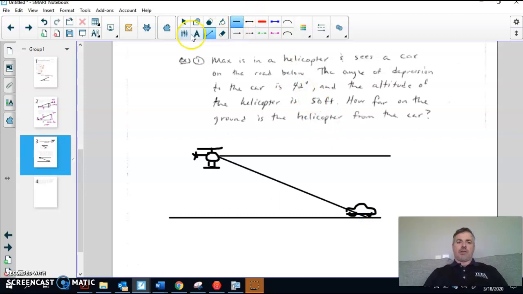The measure of that angle is 42 degrees. What else do I know? I know the altitude of the helicopter is 50 feet. That would be this distance here, how high the helicopter is off the ground. So this is 50 feet.